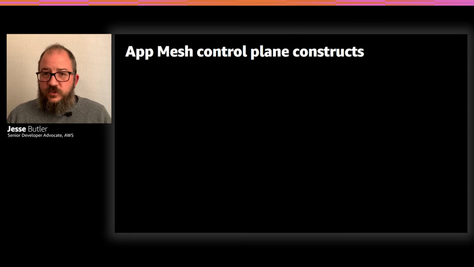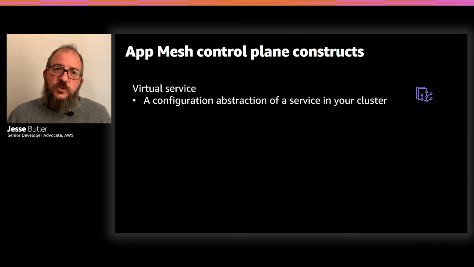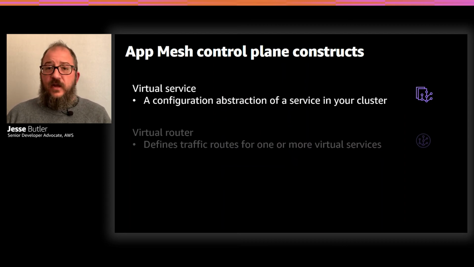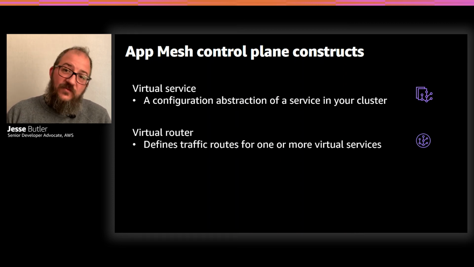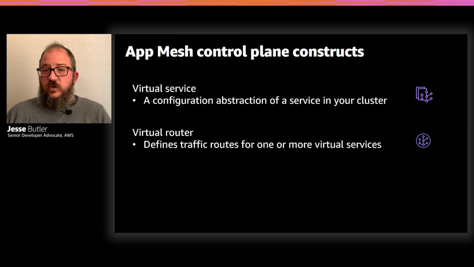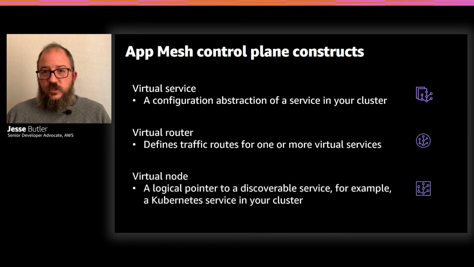So we have a virtual service, which is a configuration abstraction of a service in your cluster. For example, a Kubernetes service by name. It's something you can find. We have a virtual router, which will define the traffic management for a given virtual service. And then we have virtual nodes, which will abstract and configure an Appmesh configuration endpoint for things in your cluster. For example, Kubernetes services and pods running in deployments. So that's sort of a lot to take on.